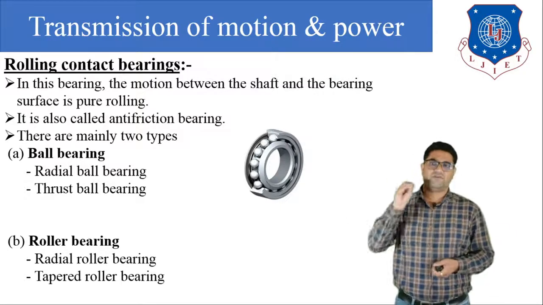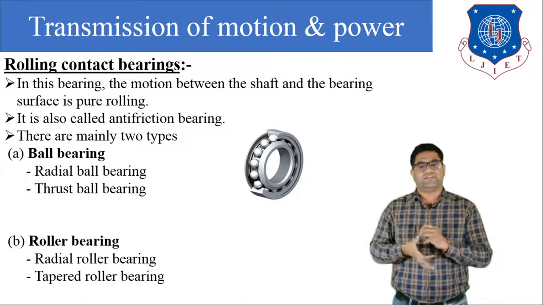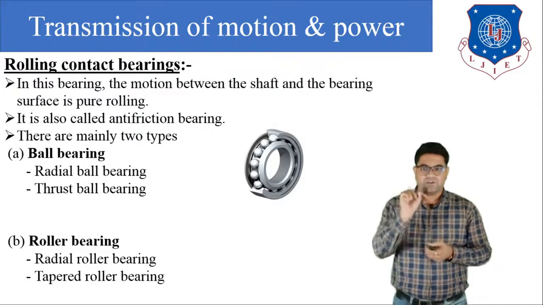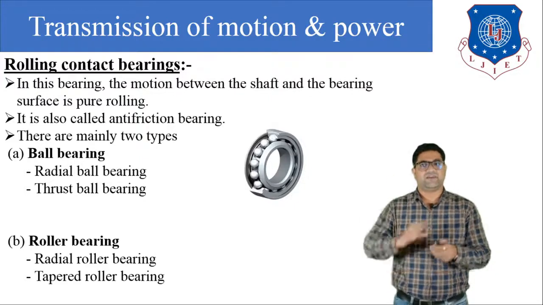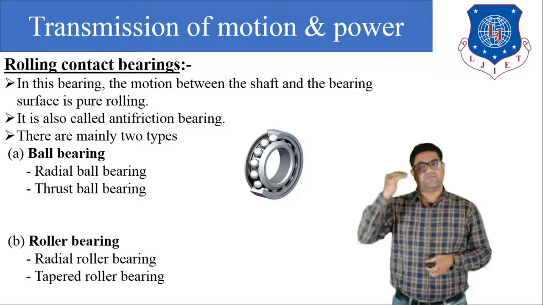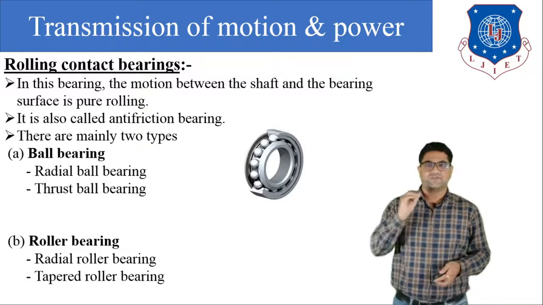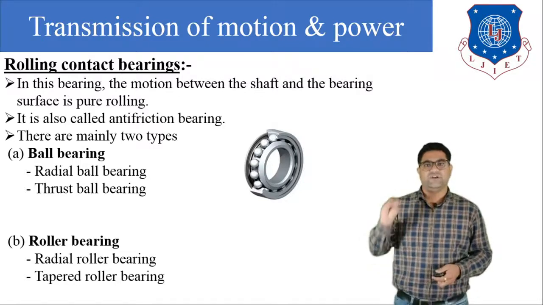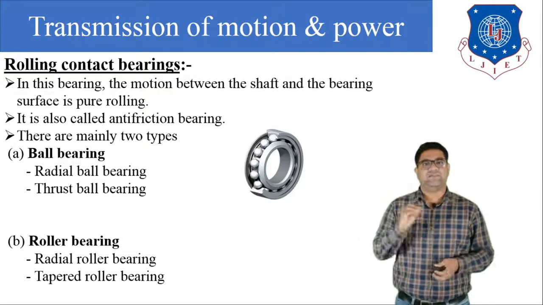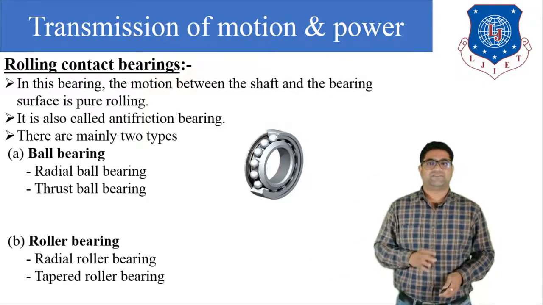But first you have to understand that in the rolling contact bearing the contact between the shaft and the bearing is only rolling contact. In the sliding contact bearing the entire surface is in contact with the shaft, so some friction is present, but here there is no friction, so sometimes we also call the rolling contact bearing an anti-friction bearing. So this is all about the bearings.